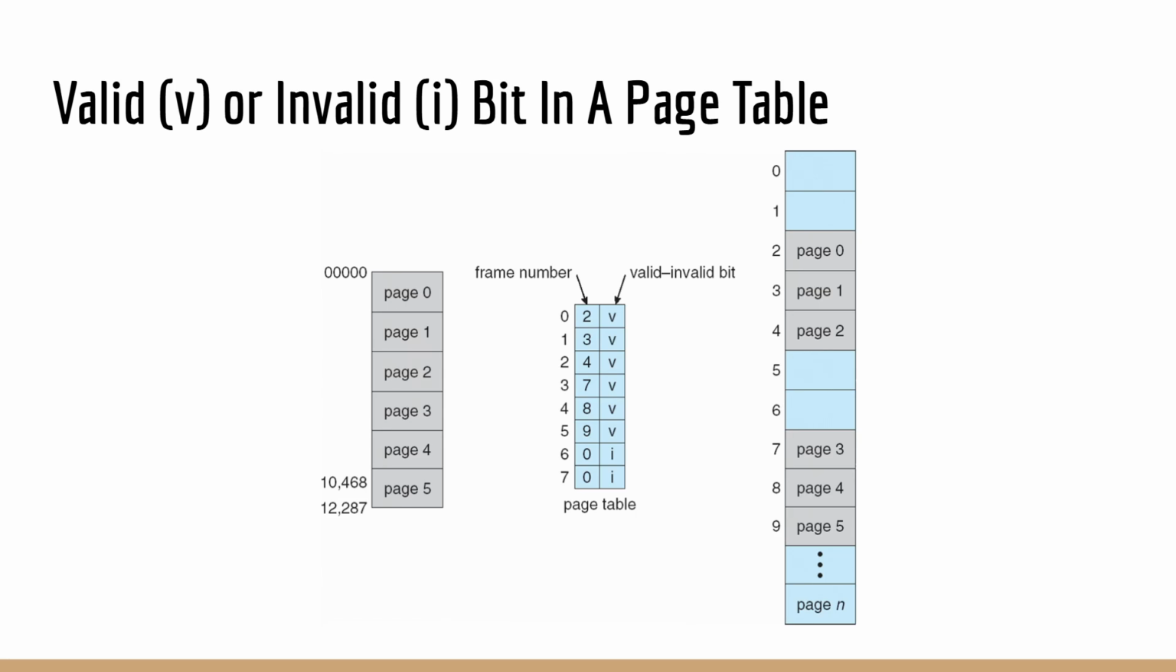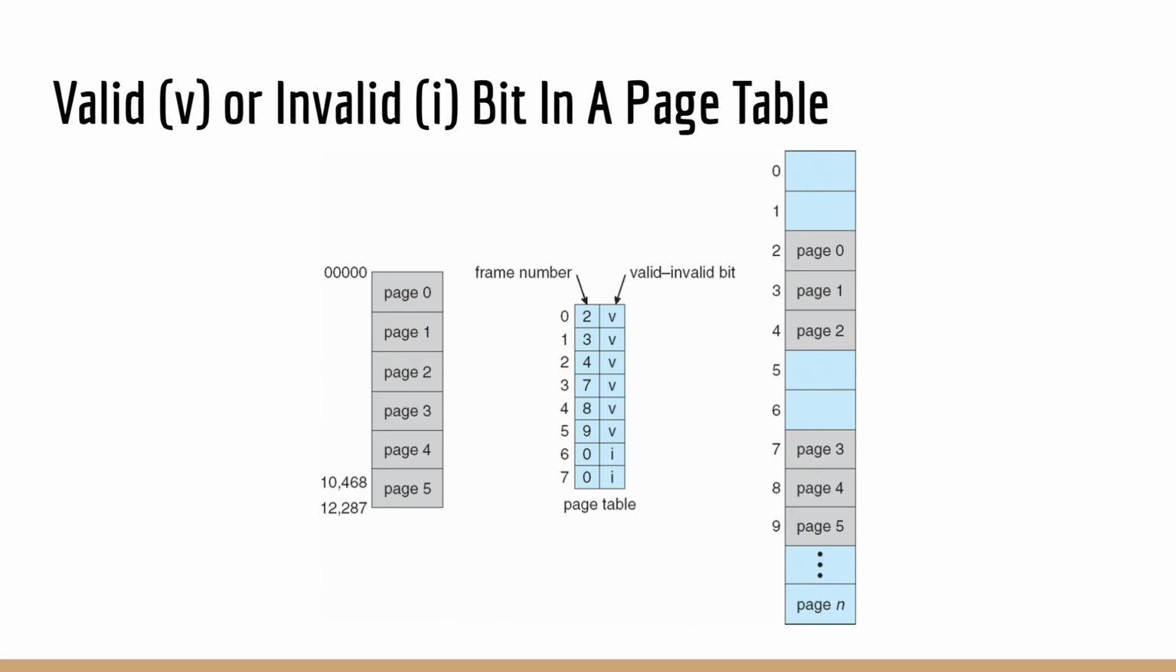Let's look at a concrete example. Here we see a process with a logical address space that is supposed to use addresses from 0 to 10,468. The system has a page size of 2 kilobytes. As you can see, pages 0 through 5 contain the legal addresses of the process, so their entries in the page table are marked as valid. The corresponding frame numbers are also listed.